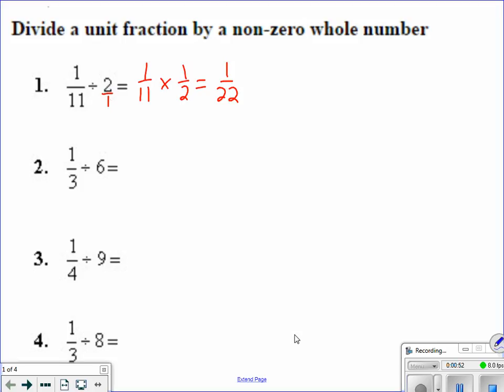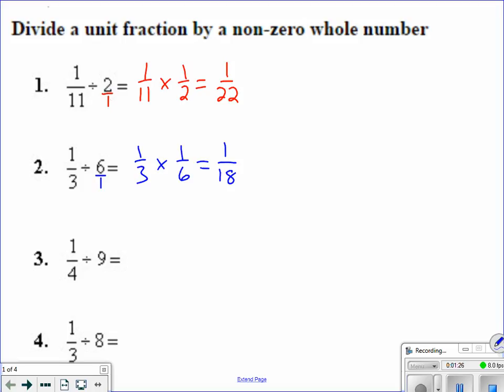Again, the 6 is really 6 over 1, because 6 divided by 1 is 6. We keep the first one as 1/3. We change the division to multiplication, and we flip the second fraction. So 6 over 1 becomes 1 over 6. When we multiply this, 1 times 1 is 1, and 3 times 6 is 18. So our answer is 1 over 18.